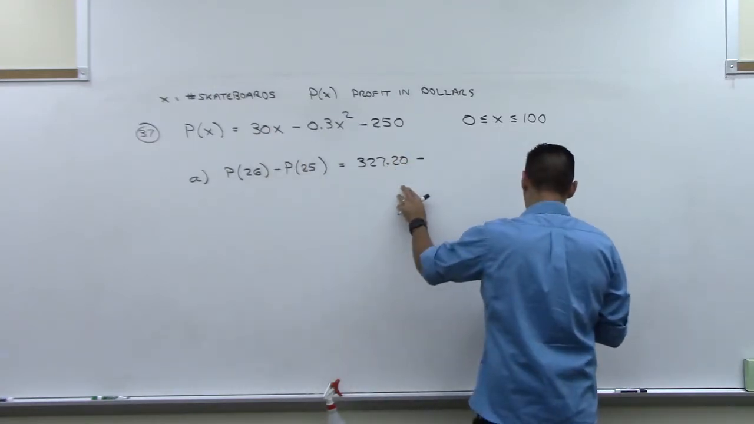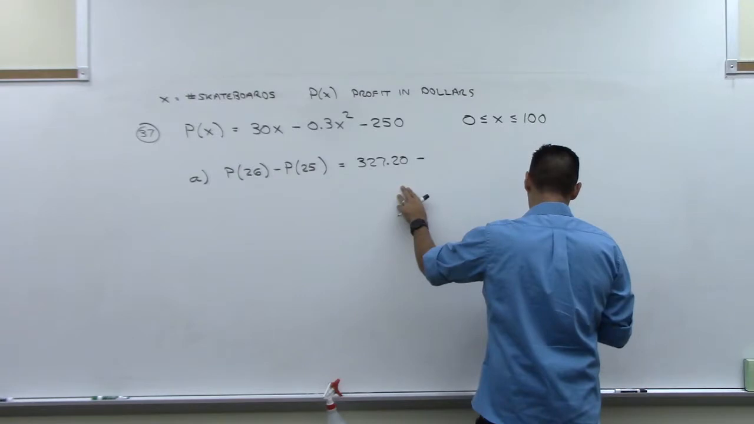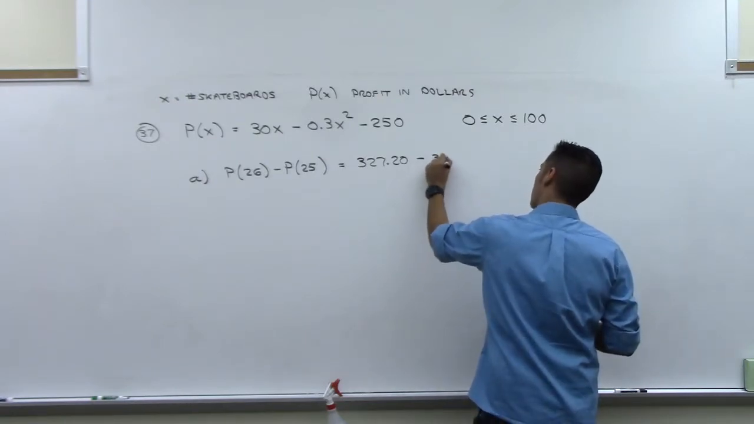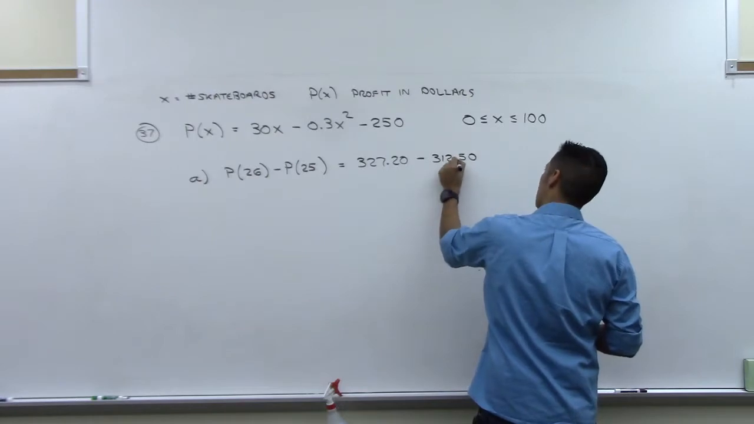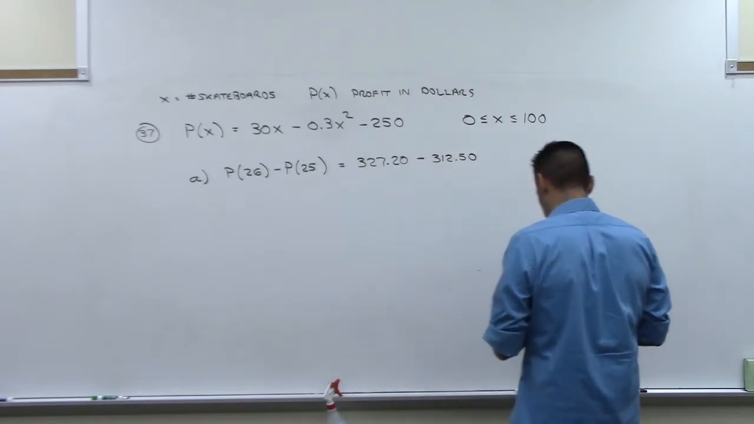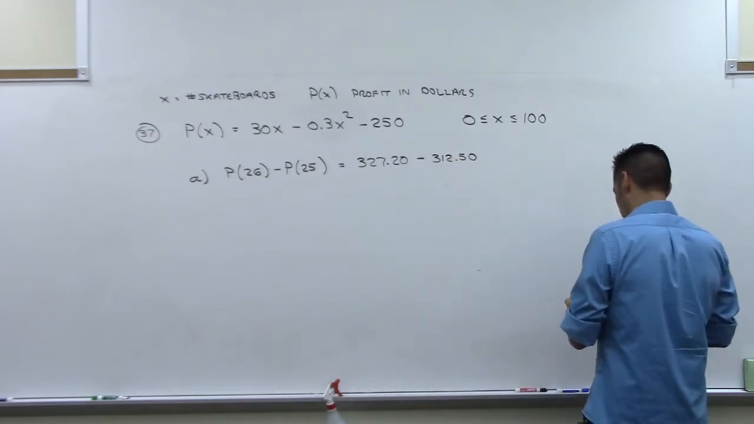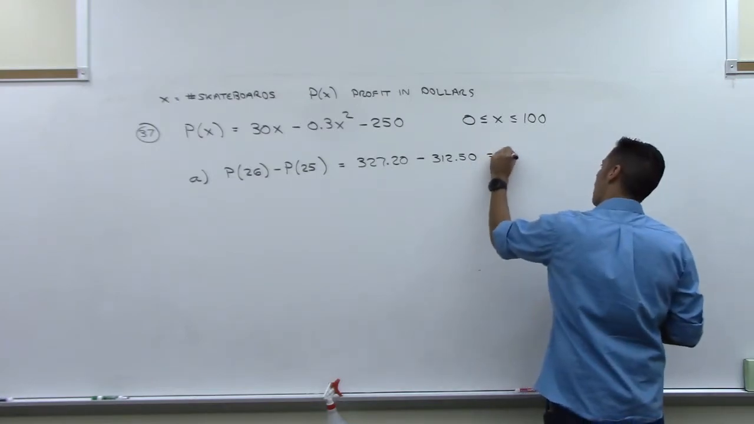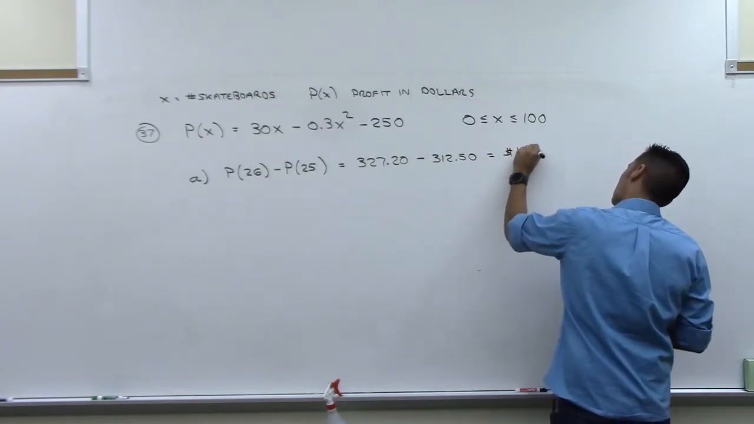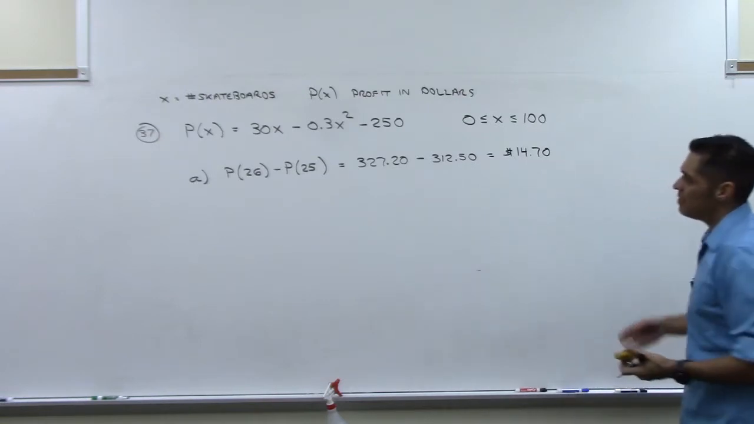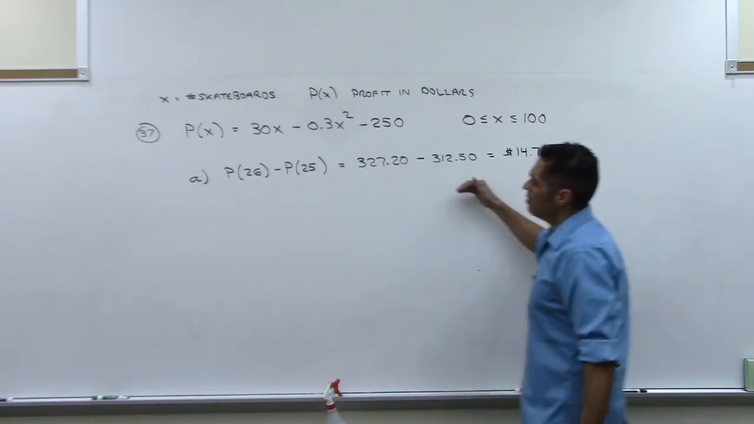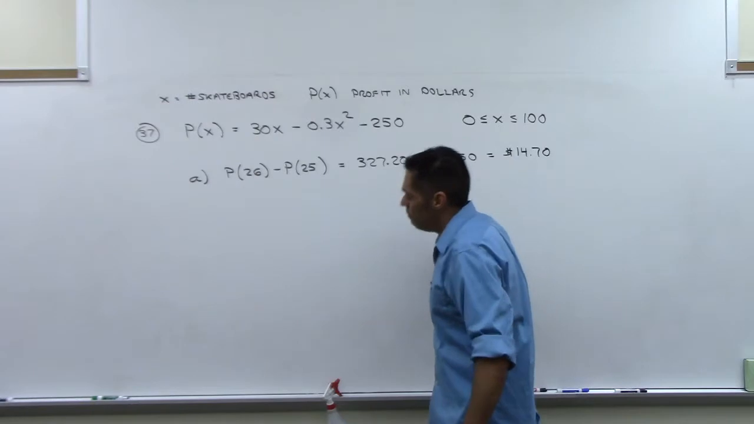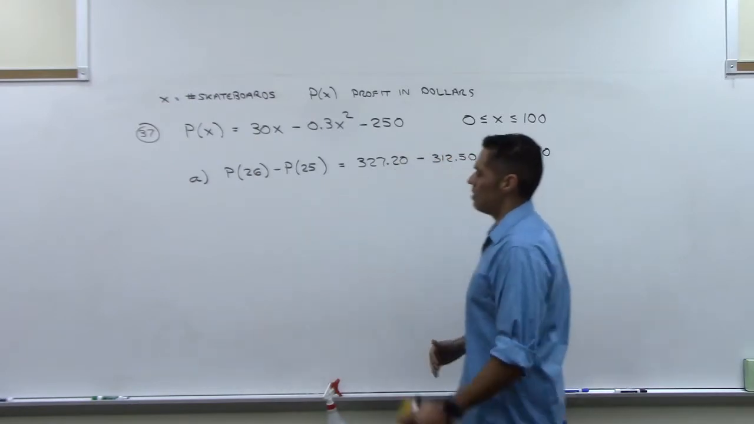Then I'm going to plug in 25 here. So 30 times 25 minus 0.3 times 25 squared, and then minus 250. So I get 312.50. And now I subtract these, and I get $14.70. So that's the exact profit of selling that 26th skateboard.